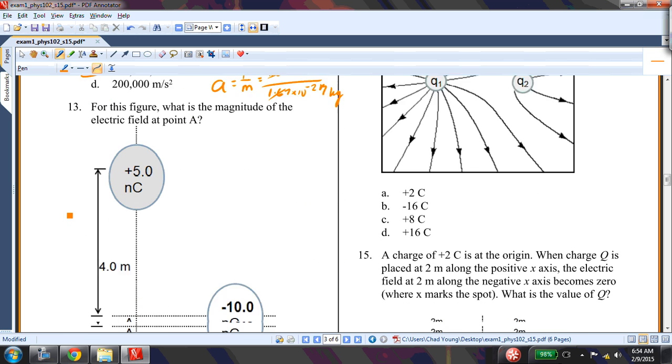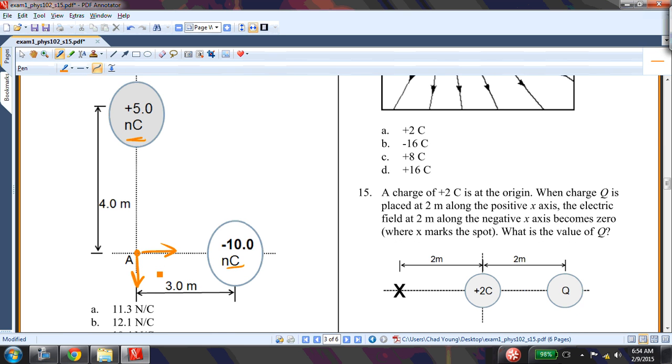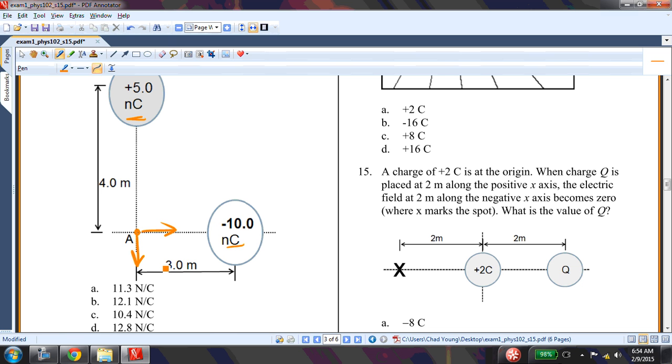What is the magnitude of the electric field at point A? Okay, well, I have two vectors. Due to this charge, the direction will be in that direction. Due to this charge, it will be in that direction. So I want to figure out what those two are, and then I'll use the Pythagorean theorem to find the resultant of it.